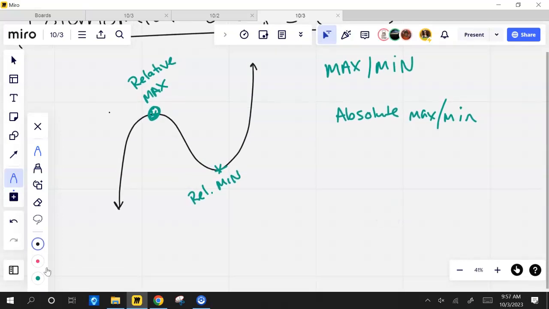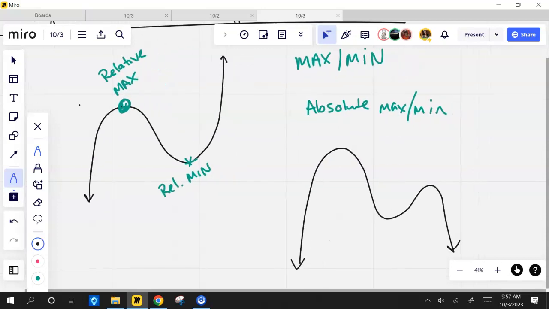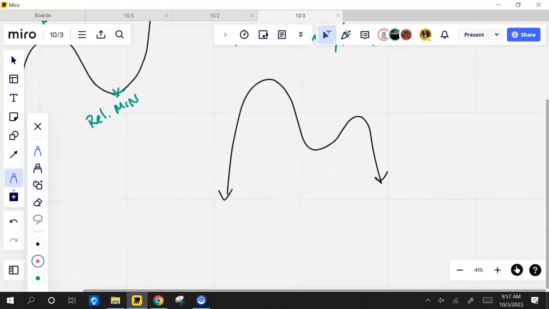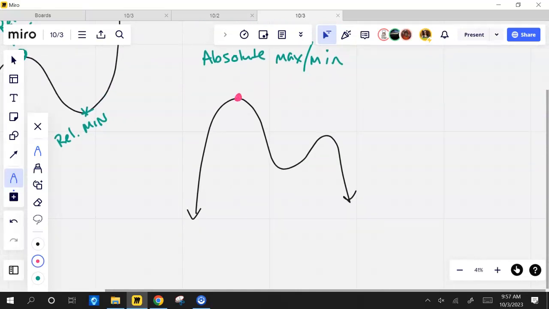Not necessarily, because what if I had this? I've got, what is this point? That's a max. Do you think it's relative or absolute? Why is it, those of you saying absolute, why is it absolute? There is nowhere on this graph that it ever goes above that line. That's absolutely the highest point on the graph. But here, that is a high point, but just in that area, so it's relative.